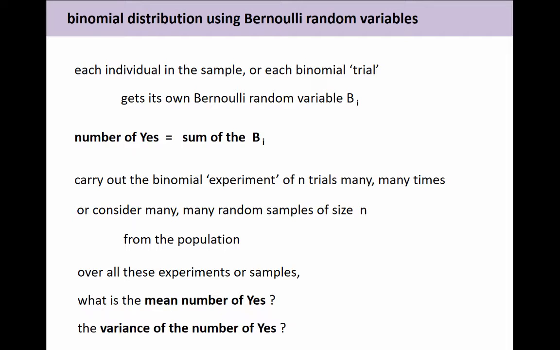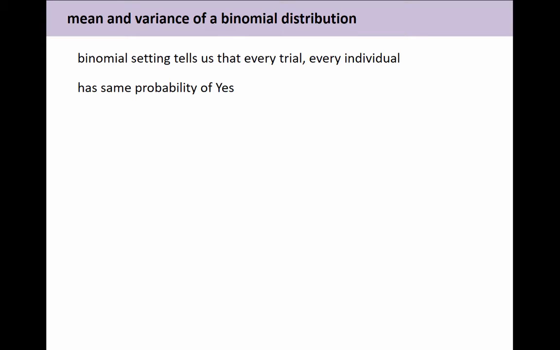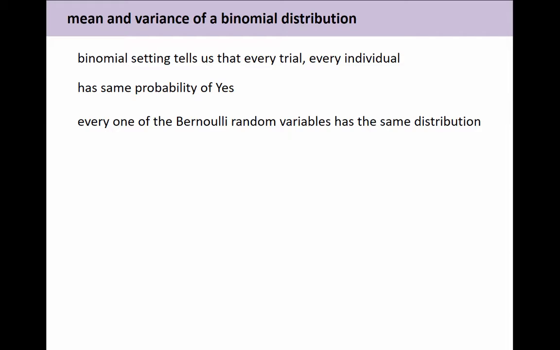And since we've set up these Bernoulli random variables, we can actually use some of our ideas from the previous sections to answer these questions. So here we go. Remember that the binomial setting assumed that every trial or every individual had the same probability of yes, or we might have said that the population from which we're sampling is homogeneous. So every one of these Bernoulli random variables is going to have exactly the same distribution.